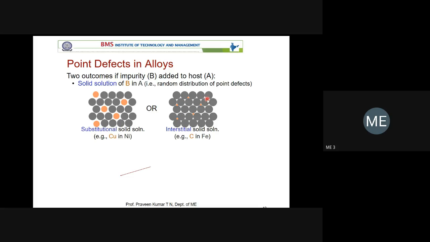Like Fe, the dark atoms are Fe. These colored atoms are the carbon. The carbon occupies interstitial spaces in iron in its BCC unit cell.